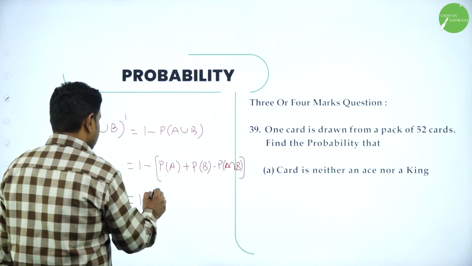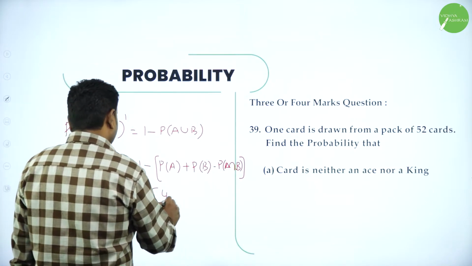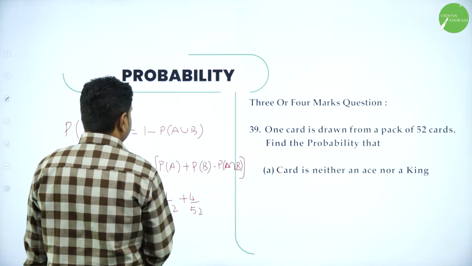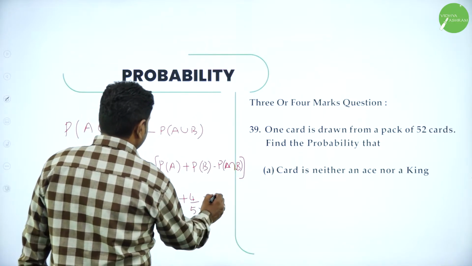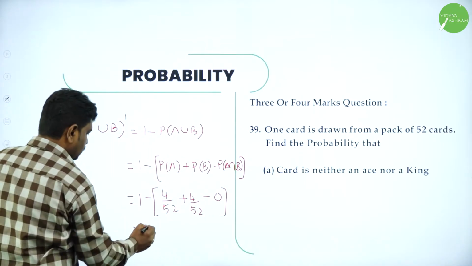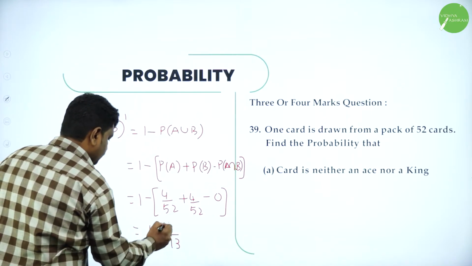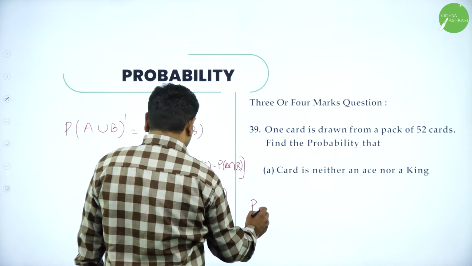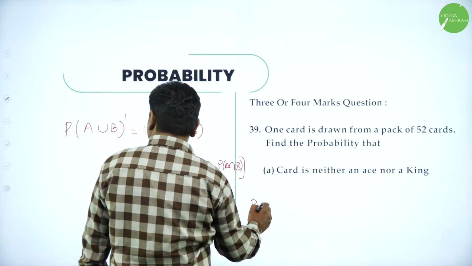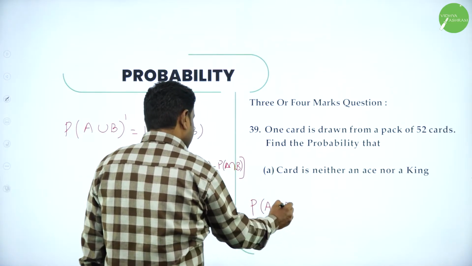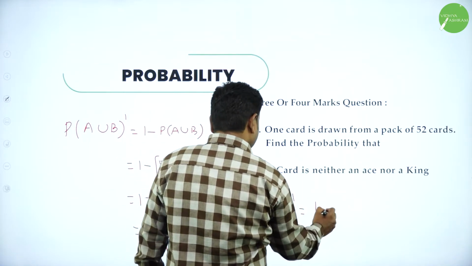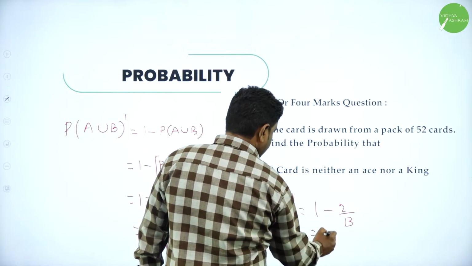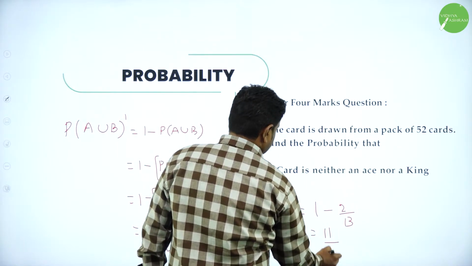Now 1 minus, what is probability of A? 4 out of 52. Probability of B, 4 out of 52. Common: king and ace, so this is 0. So 1 by 13 plus 1 by 13. That is P of A union B, the whole dash is 1 minus 2 by 13. That is 13 ones are 13, 13 minus 2 is 11 by 13.